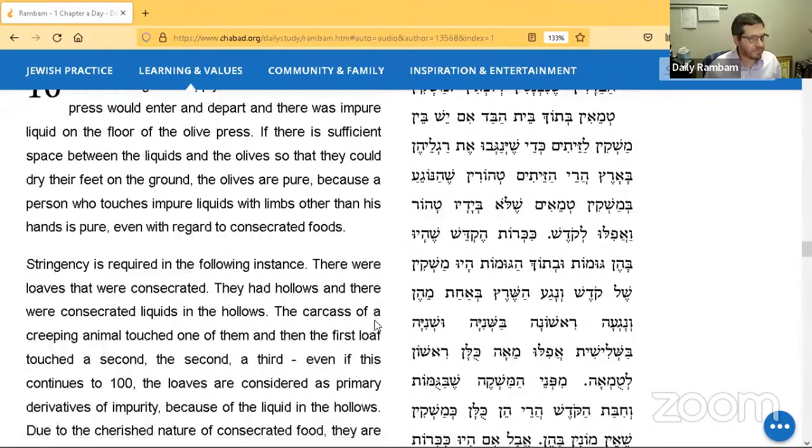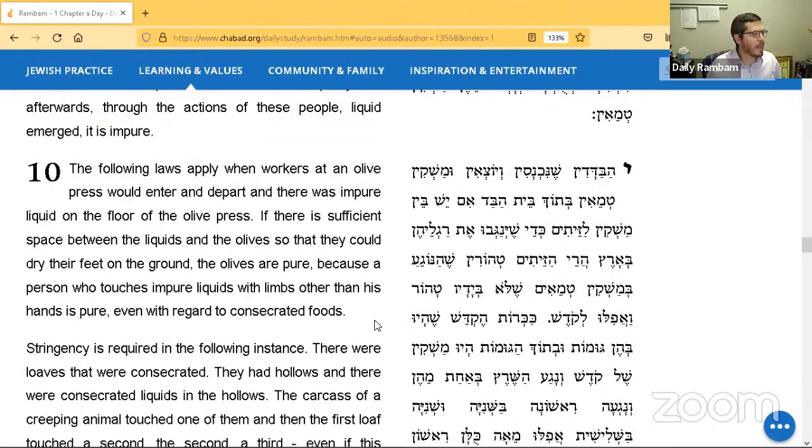Halacha 10. The following law applies when workers at an olive press would enter and depart, and there was impure liquid on the floor of the olive press. So if there's sufficient space between the liquids and the olives that they could dry their feet on the ground, then the olives are pure, because a person who touches impure liquids with limbs other than his hands is pure, even with regard to consecrated foods. So as long as they can dry beforehand, no problem.